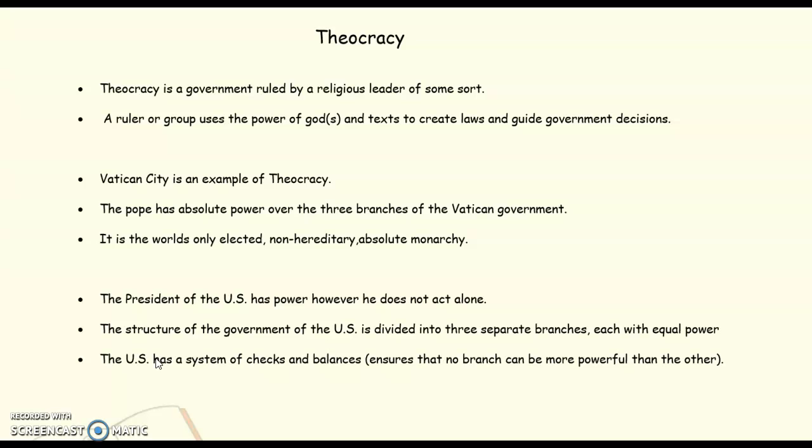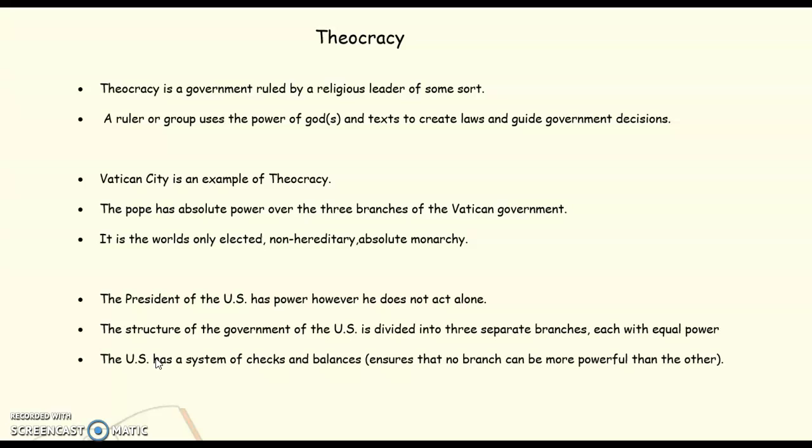Another example I'm going to provide you guys is Vatican City. It is an example of a theocracy because the Pope rules over the country. He has absolute power over the country, and just like America, they have 3 branches of government. It is the world's only elected non-hereditary absolute monarchy. Another unique fact: it's actually the world's smallest country, so that's pretty nice to know.